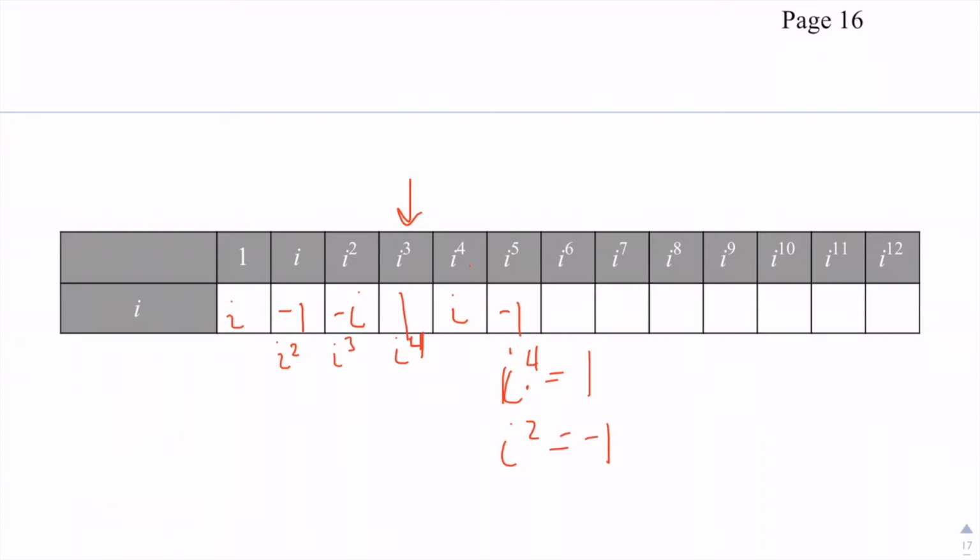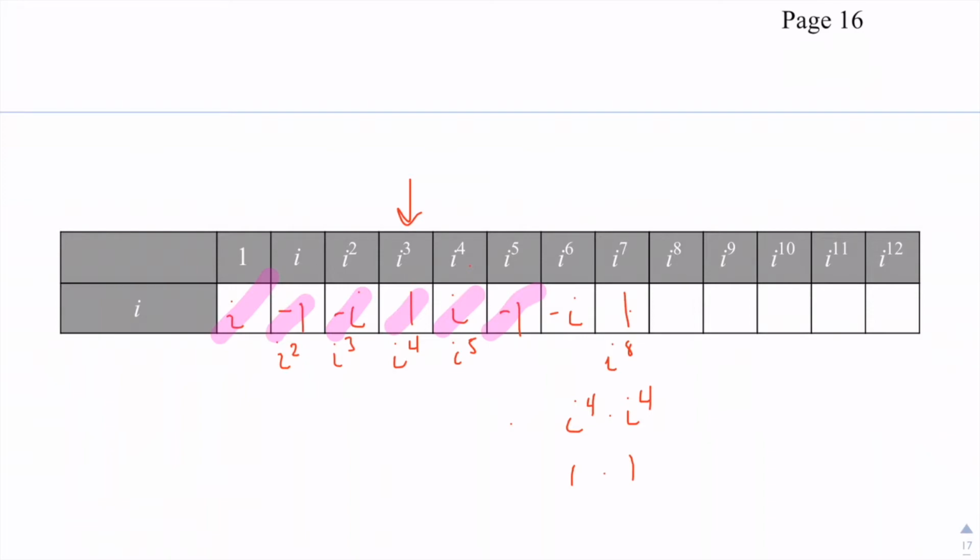And if you notice the pattern here, as I clean this up for you a little bit, it goes i, negative 1, negative i, 1, i, negative 1. So the next one, we would assume, and it holds true, is negative i. And then the next one is just 1, because this is i times i to the seventh, which is i to the eighth. Well, i to the eighth can be broken down to i to the fourth times i to the fourth, which is just 1 times 1. So yep, that holds true right here. So our pattern is holding.